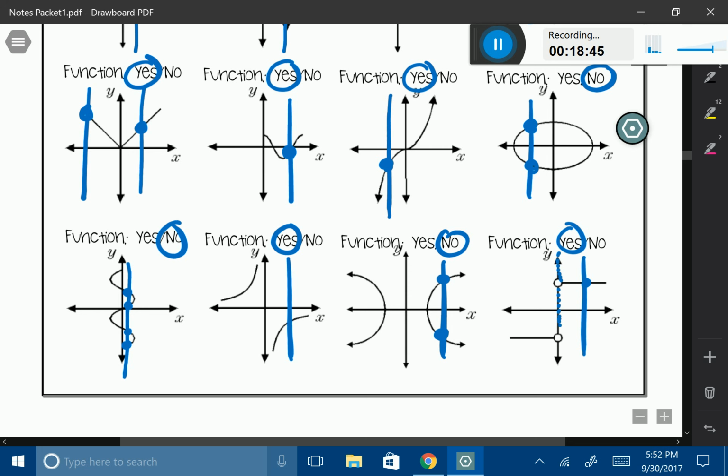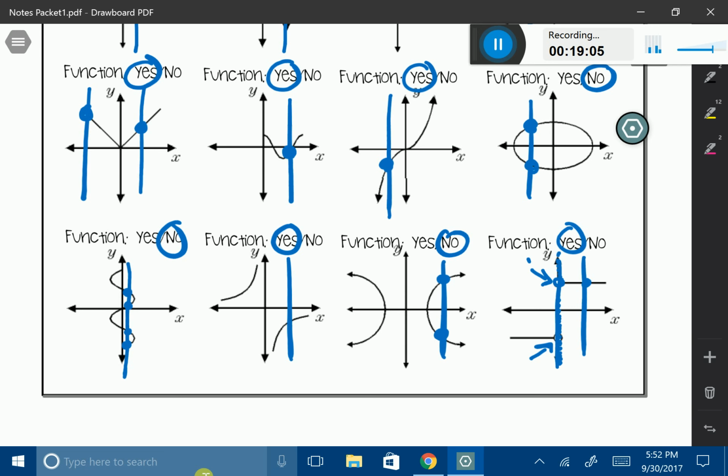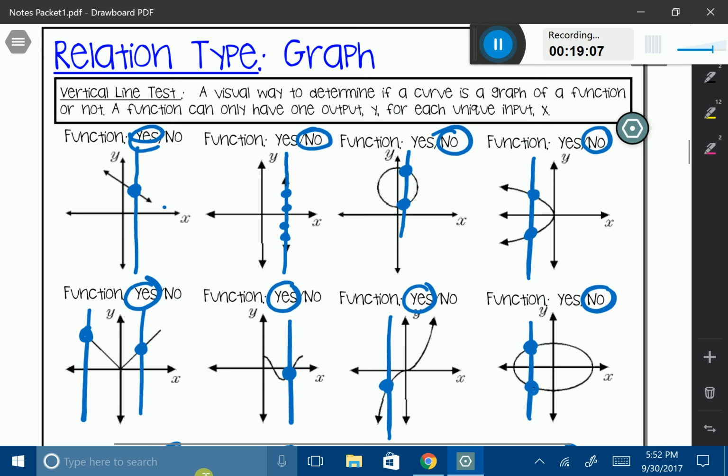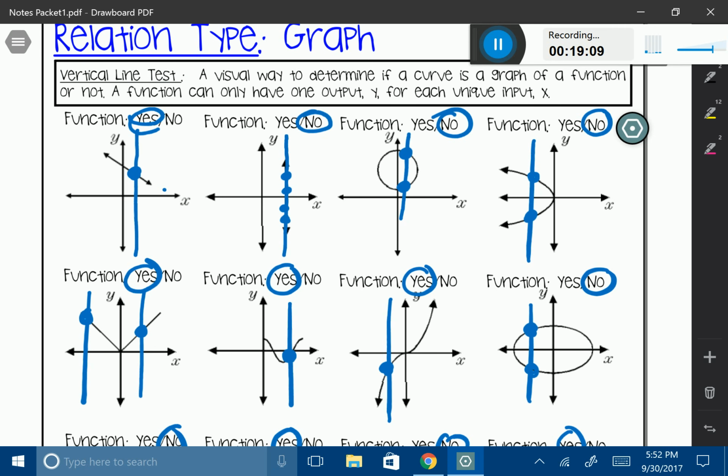Now, these little open circles here, what they mean is that there's actually no point there. So if I were to put a line right through there, well, then this would be a function because the line would not be crossing 2 points because they are open points. So some tricky ones on there, but that basically is the fourth type of relationship that you can look at to determine if it is a function or not.